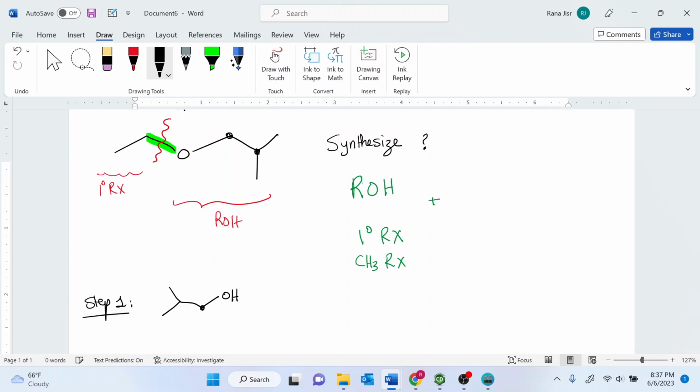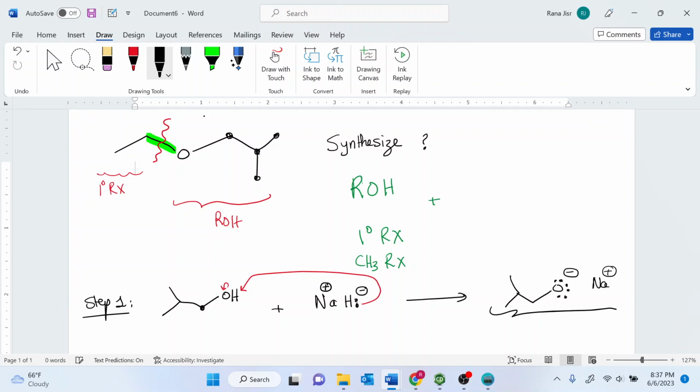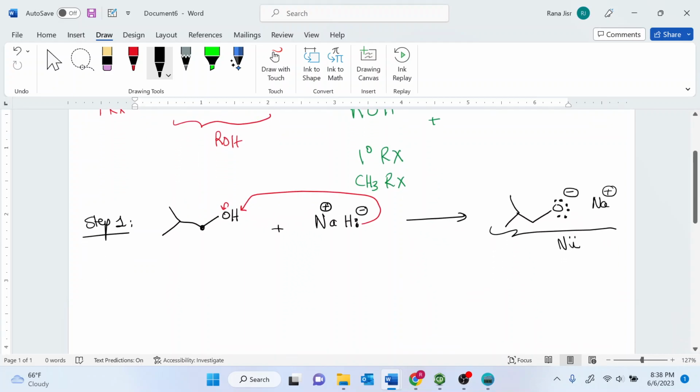Keep the same number of carbons, and you're going to react this with a base. Any strong base can do the job. This is the hydride in here. So the hydride is going to act as a base, take the acidic hydrogen and form the alkoxide as usual. This is a simple acid-base reaction. Now the alkoxide, this one is going to be our nucleophile. So in the first step, you made the nucleophile that you want to use in the second step of the SN2 reaction.